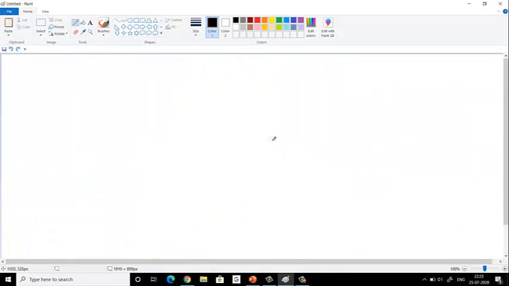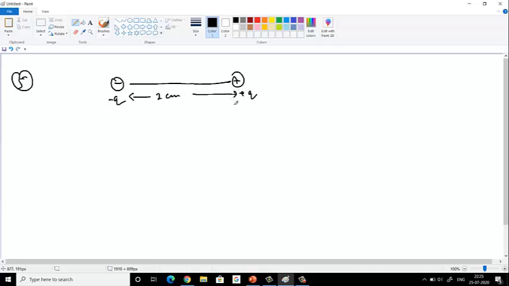In the next question, the fifth question, it is given to us that there is a dipole. Let us consider this as minus q and this as plus q, and the distance between them is given as 2 centimeters. The value of charge is given as 0.1 microcoulombs. The electric field is also given, 10 power 5 Newton per coulomb. When these values are given, he is asking us the value of maximum torque.